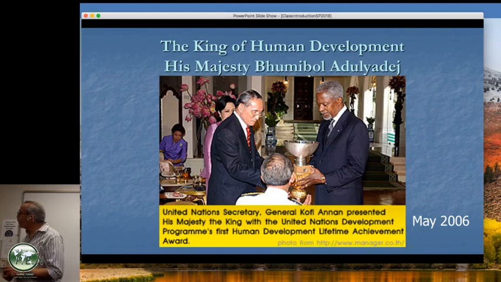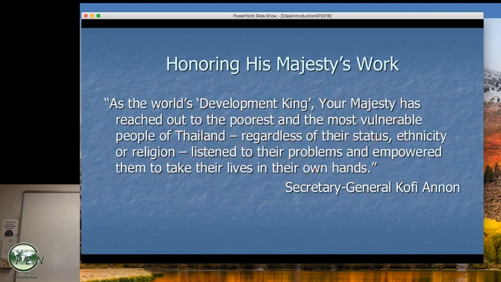This was in 2006, the Lifetime Achievement Award to the King of Thailand for his work in human development. And this is what he had to say when he was doing this. He says, as the world's development king, Your Majesty has reached out to the poorest and the most vulnerable people of Thailand, regardless of their status, ethnicity, or religion. Listen to their problems and empower them to take their lives in their own hands.